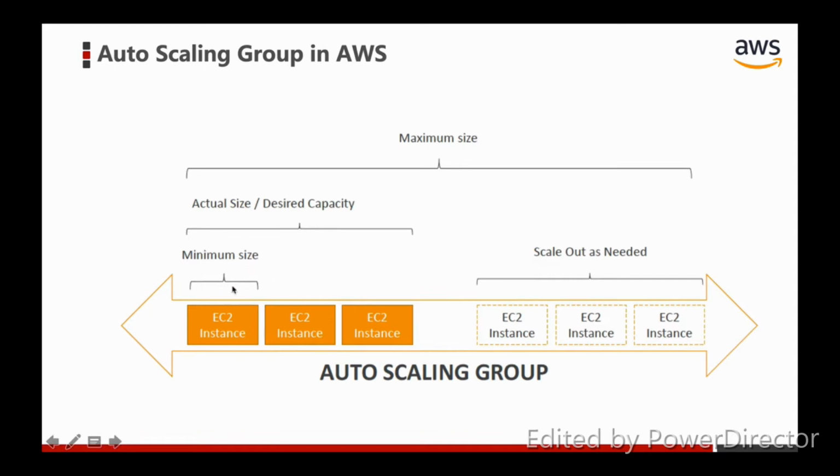The minimum size means that at least the autoscaling group will have minimum size of EC2 instances running. On the opposite, maximum size means at max the autoscaling group will have maximum size EC2 instances running. The actual or desired capacity means the actual running EC2 instances in this autoscaling group. The autoscaling group will scale in or scale out based on the web traffic, but the range is between the minimum size and the maximum size. That's basically how autoscaling group works.